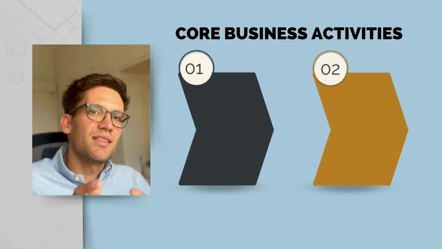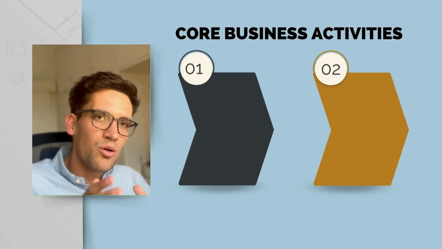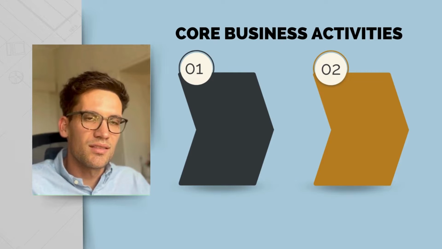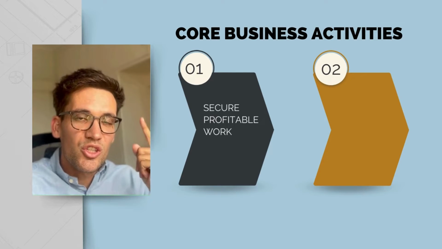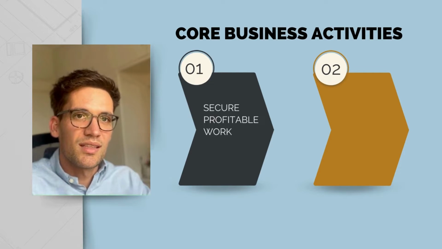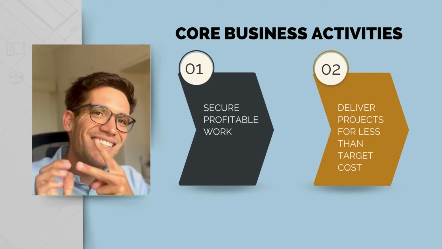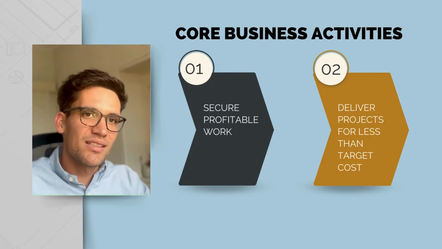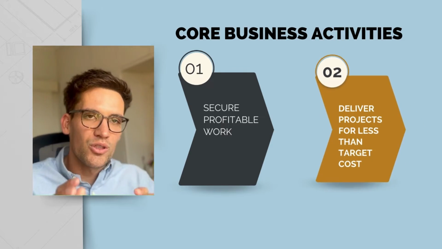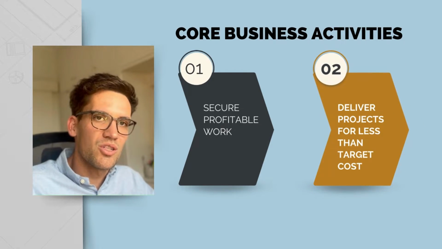So then we can break this down into the two core business activities of a contractor. Number one, they need to secure profitable projects. Number two is they need to deliver these projects for less than what they quoted. Our focus is going to be on part two of this equation.